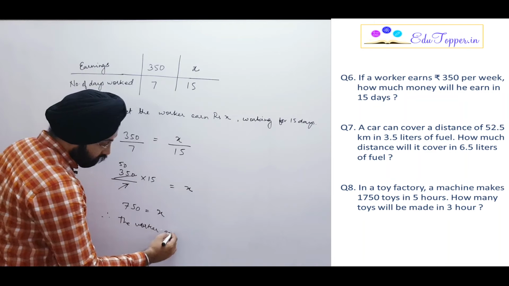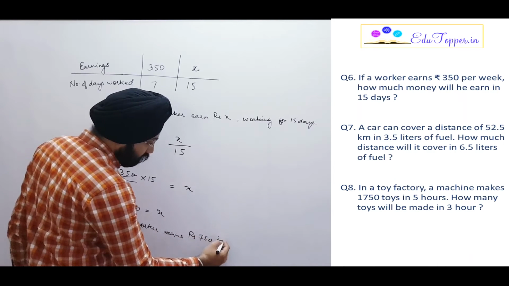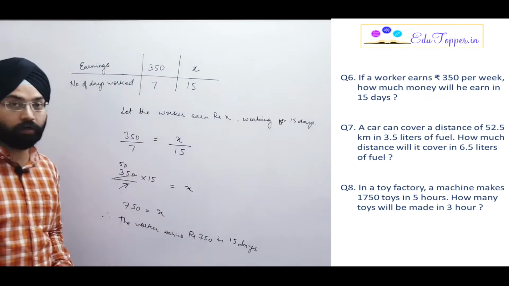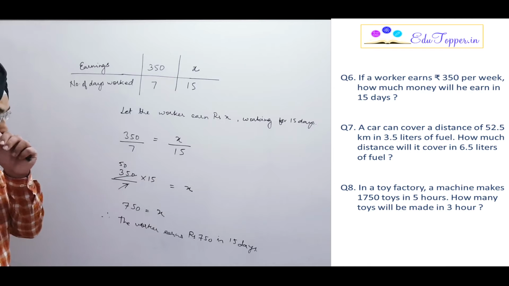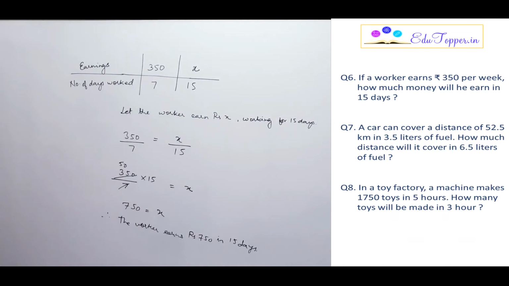Therefore, the worker earns rupees 750 in 15 days. Simple, right? So now let's have our next question, please.